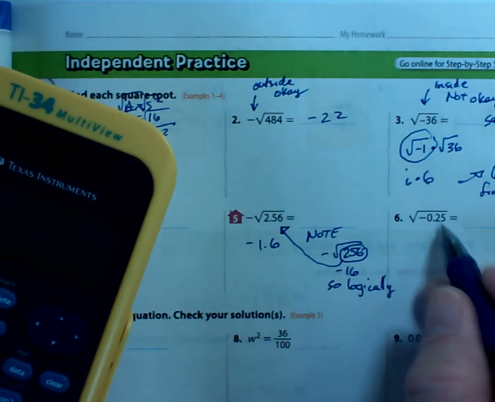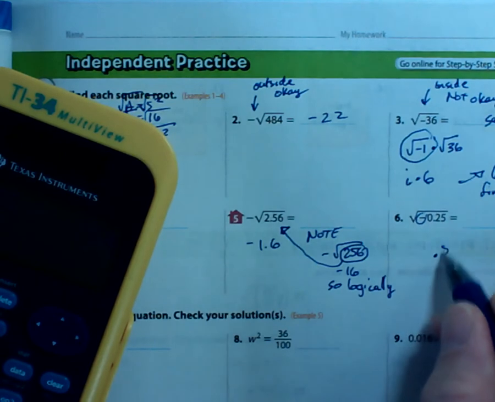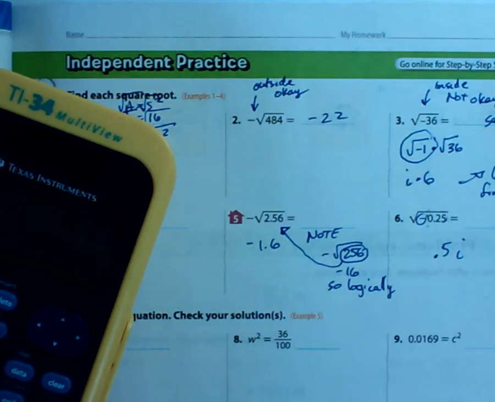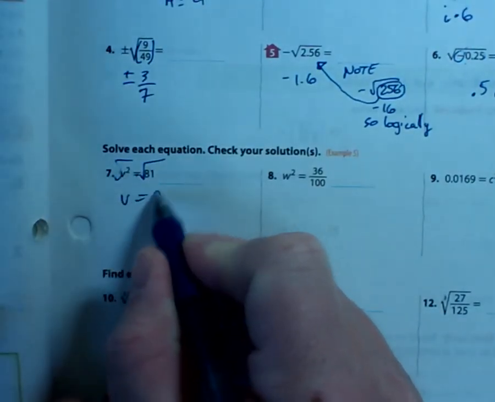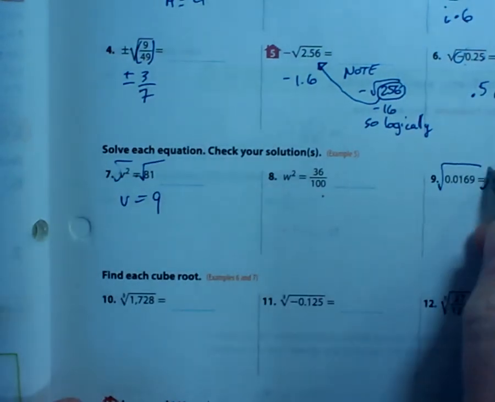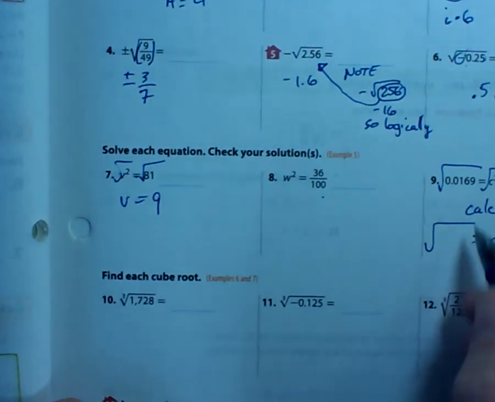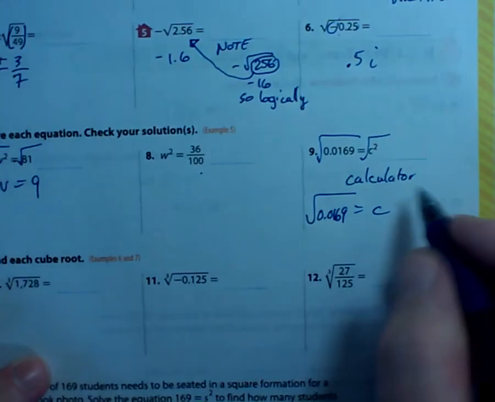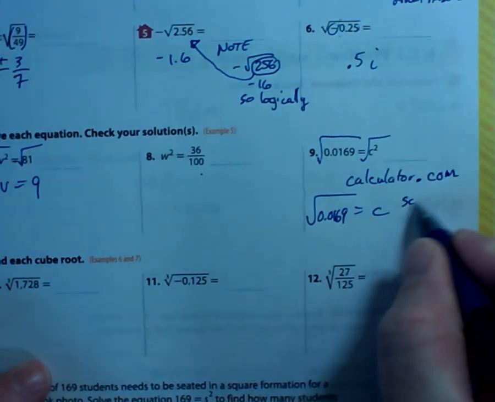You would apply the same thing here. Square root of 25 is 5, but you have this negative sign, right? So it's 0.5 for this part. We call it i. And we know how to do these. You take the square root of both sides when you have something squared, so v equals 9. You do it for the numerator and the denominator. This, just use your calculator to find c. Pop that number into your calculator. If you don't have a calculator at home, you can go to calculator.com. They have calculators there. Make sure you use a scientific calculator.